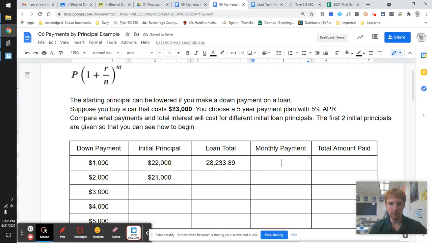So quick recap, $23,000 car, made a $1,000 down payment. That means I owe $22,000. So when I go to the bank, I tell them, look, I need $22,000. That's what my loan is, what I'm paying back. So that's how I get this total.